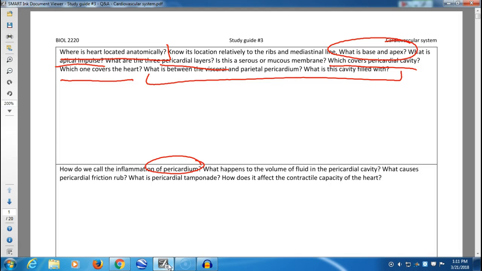Remember that in pericarditis, fluid volume can increase, and that may lead to the tamponade, right? Remember? And that accumulation of fluid will prevent heart from contracting and relaxing properly. Friction rub is when inflamed pericardium becomes thickened and visceral and parietal layers start to rub against each other. Okay? So far.